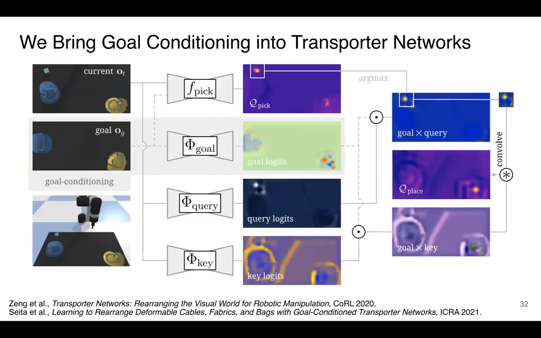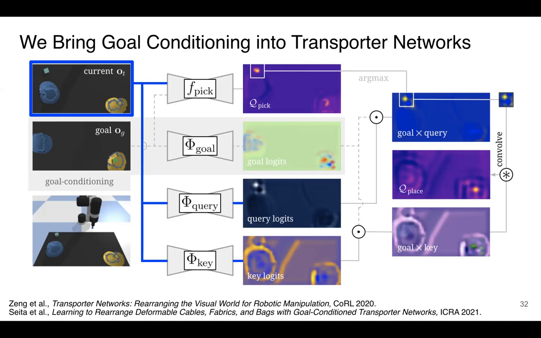All right, so here's what we did in our work. We brought the goal conditioning into transporter networks. We're going to go through the forward path of this architecture carefully. As before, we have a current image, and we pass it through 3 networks. All these networks are, again, fully convolutional neural networks, so they produce some features of the same size as the input. Here, we also refer to them as logits. So logits and features mean the same thing for our purposes. There is also a picking network, which produces a heat map, where the higher values indicate the more likely picking point.